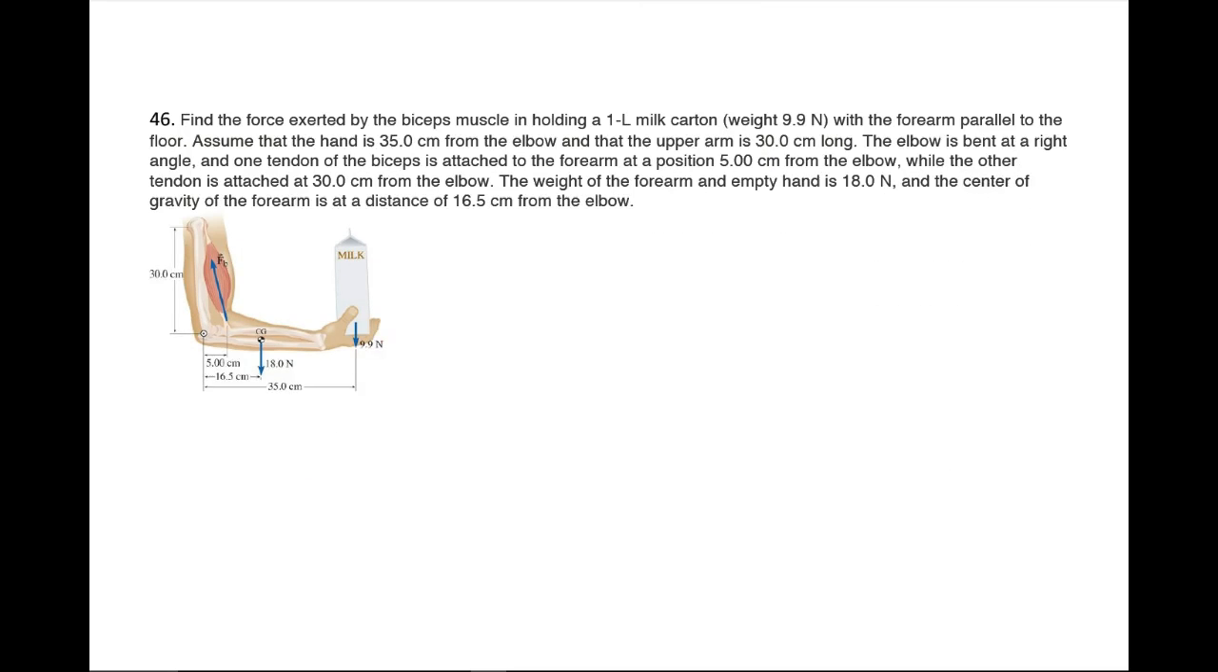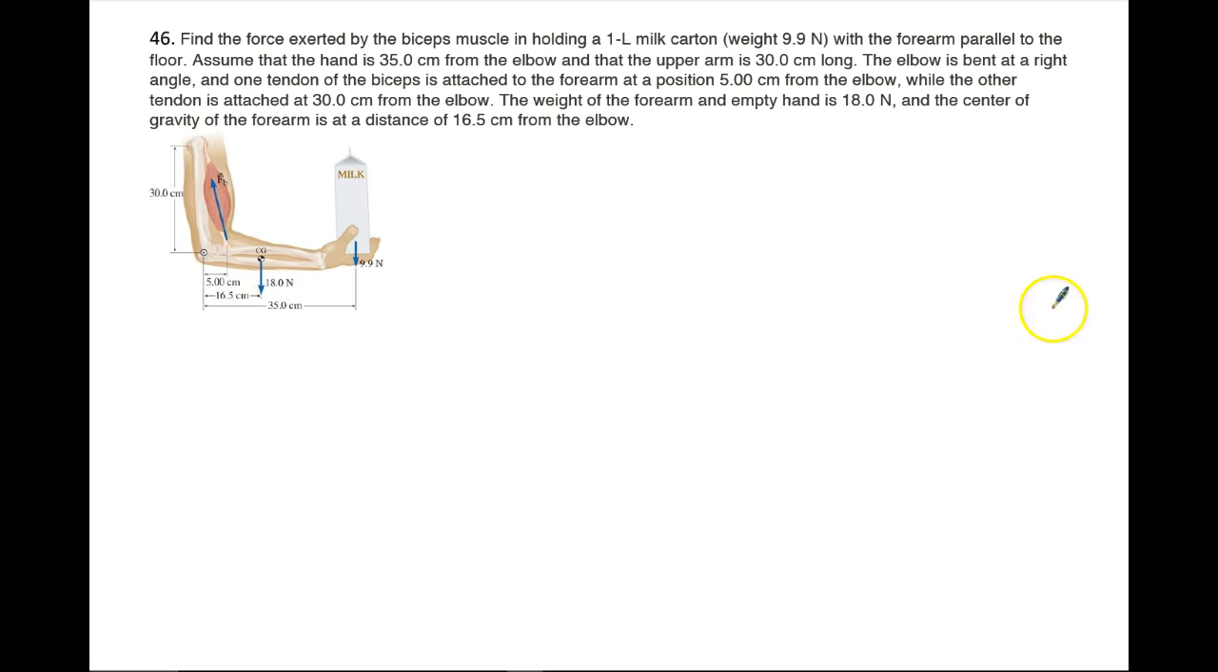Let's go ahead and take a look at number 46. It's the next one. In this one, you are holding up a carton of milk, and they want to know, with your forearm parallel, your hand is 35 centimeters, so you can see that here, from the elbow to the milk. They also tell us that we have a distance here of 30 centimeters. The weight of the forearm and the empty hand is 18 newtons.